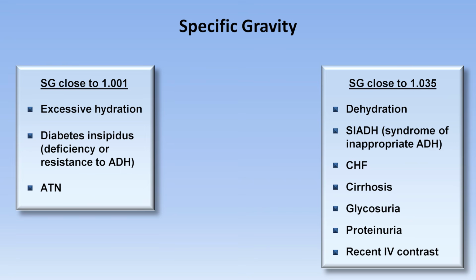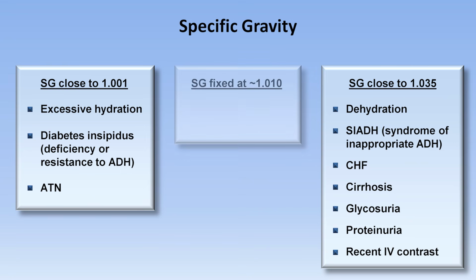Occasionally, you might encounter a patient who has a specific gravity that seems fixed right around 1.010. No matter whether the patient is dehydrated or overhydrated, the specific gravity doesn't seem to vary very much. This person likely has advanced kidney failure, in which the kidneys lose their ability to regulate urine concentration.